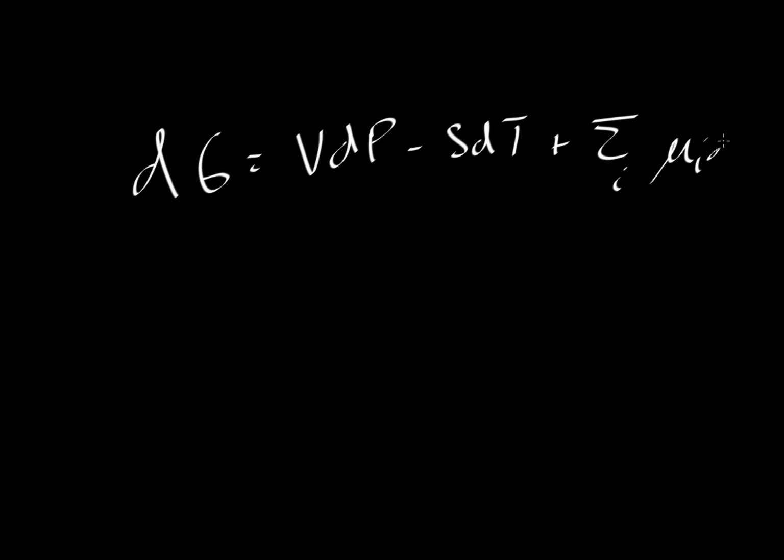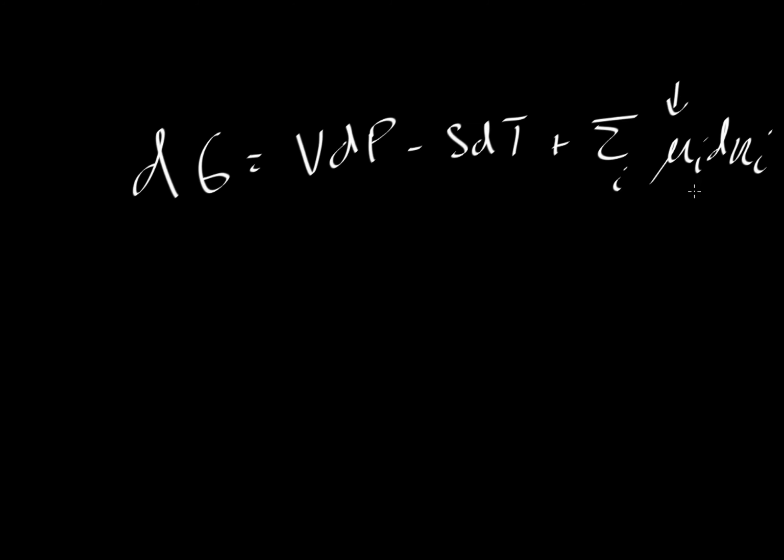So mu_i dn_i. Here i is a stand-in for all of the possible components that might vary: elements or compounds or mineral components, where the sum of those would make up the solution that we're looking at. And that solution could be a magma, an aqueous solution, or a solid solution inside of a mineral. But that is our definition of a chemical potential.